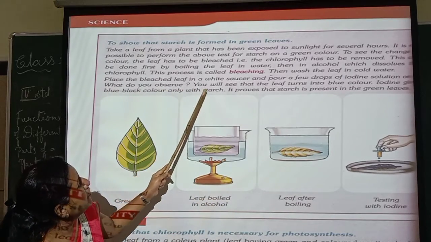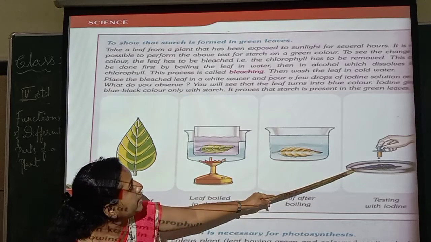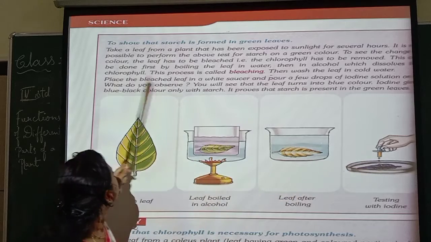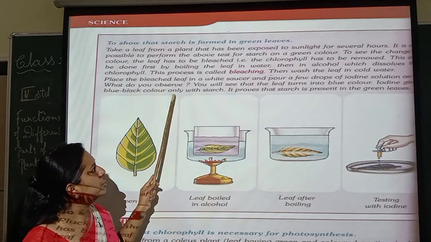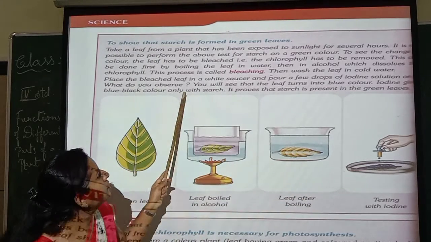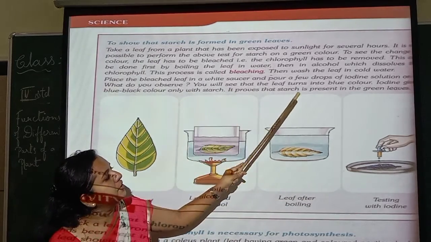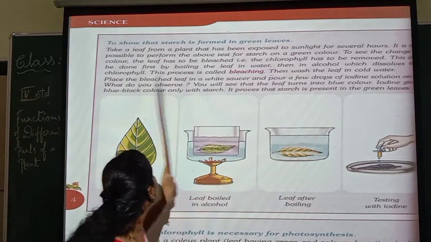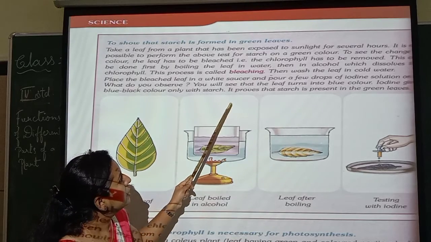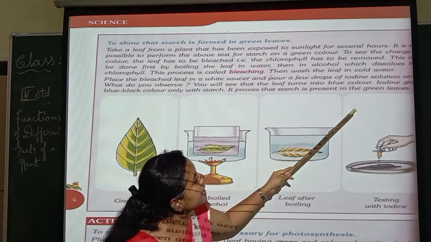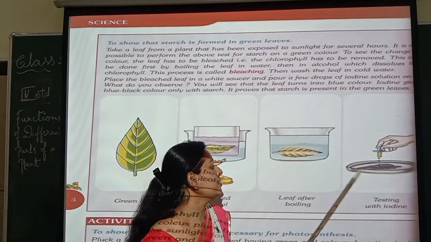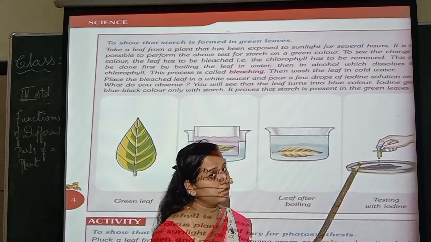Place the bleached leaf in a white saucer, and pour a few drops of iodine solution on the leaf. What do you observe after testing with the iodine? You will see that the leaf turns blue in color. Iodine gives a blue-black color only with starch. It proves that starch is present in the green leaves.